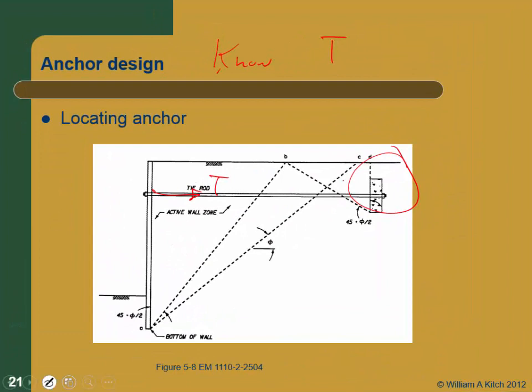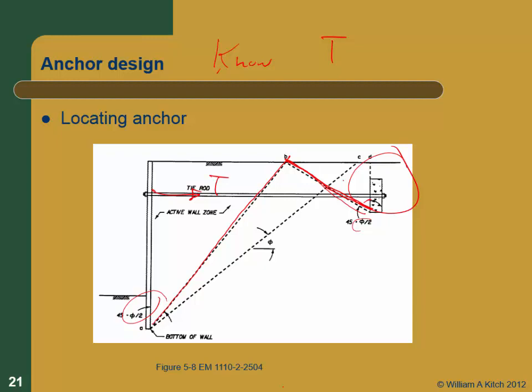So that's pretty easy to do. What you're going to do is draw a line that's 45 minus phi over 2, which is your active wedge. So that's what this is. And then you're going to have a passive wedge from your anchor block, and that's going to be 45 plus phi over 2. That's the interior angle there. And obviously you don't want those two to intersect. Well, if those two don't intersect, you shouldn't have a problem.